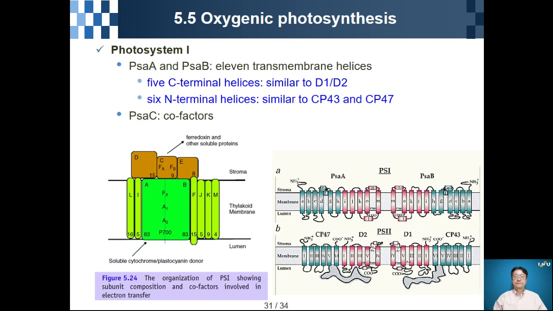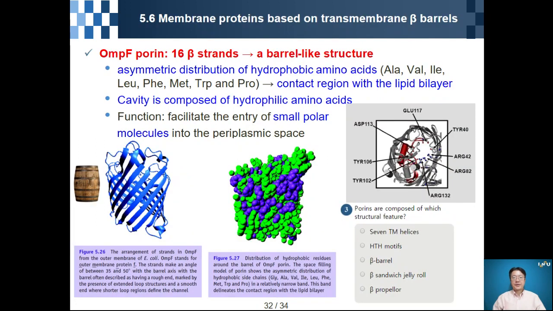Okay. So in this slide, I will explain the final subject, membrane proteins based on transmembrane beta barrels. Let me start with OmpF porin. This is the OmpF porin structure. They are composed of 16 beta strands, and they make a barrel-like structure.